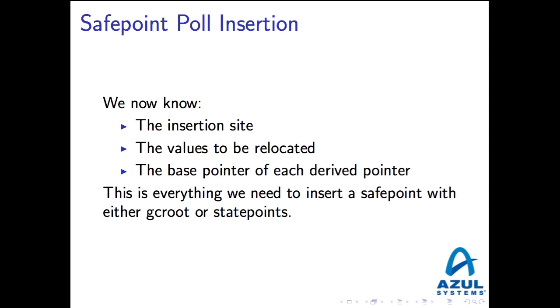So just to summarize where we are at this point, we have gotten all the information we need to actually insert Safepoints. We have the poll locations, we have the values to be relocated at those locations, and we have the base pointer or base object, or let me rephrase this, the value that will hold the base pointer for each of those objects at runtime. Now, we can go ahead and insert either a Safepoint with gc root, which is the existing mechanism in LLVM, or with Statepoints, which is the mechanism we're going to be talking about a little bit more later. We believe Statepoints is advantageous, but Safepoint insertion here is independent of the representation of that Safepoint.